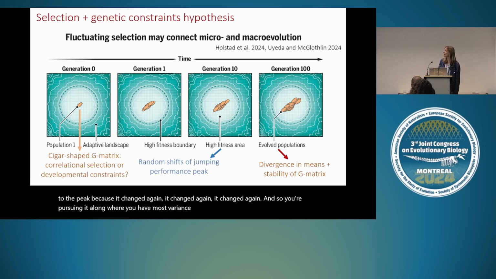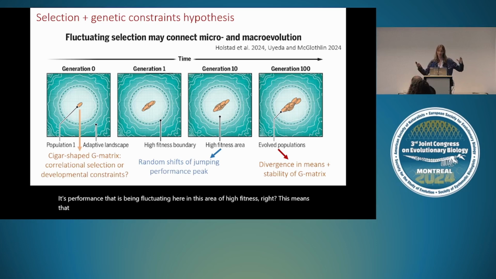So I think it can fit well what we found if we consider that it's actually performance that is fluctuating here in this area of high fitness, right? This means that the performance and the fitness landscape were actually not matched, but I think that's the case lots of times.